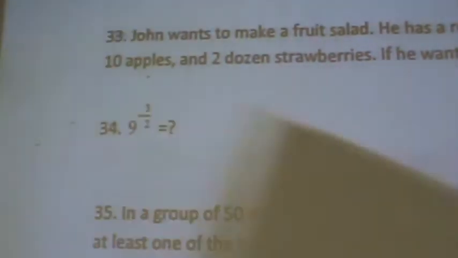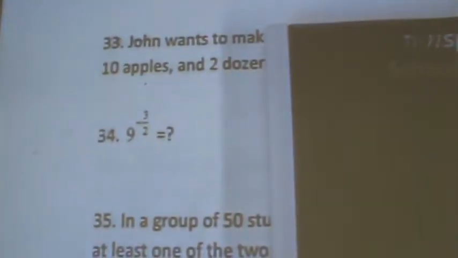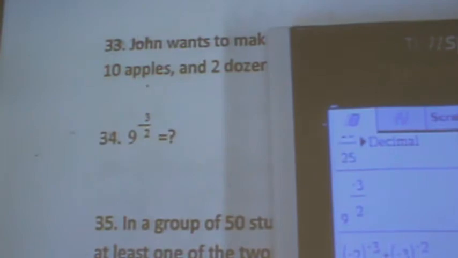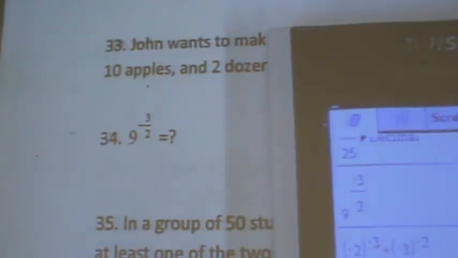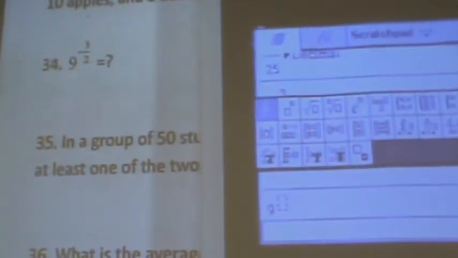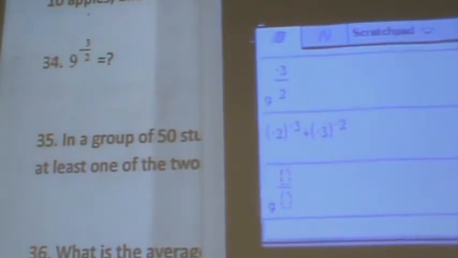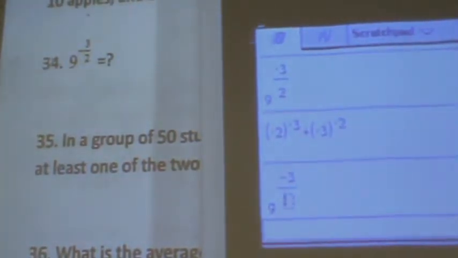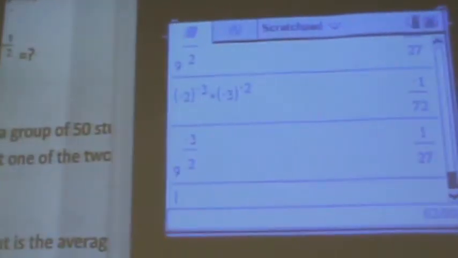Next one. Do this on your calculator. Let's do it together. 9. And you're going to raise it. And then I like to do a fraction. And I'm going to put -3 over 2. And that is your easiest way to do it, 1/27.